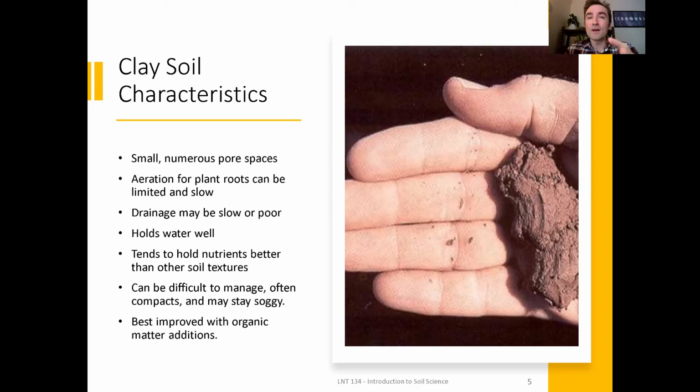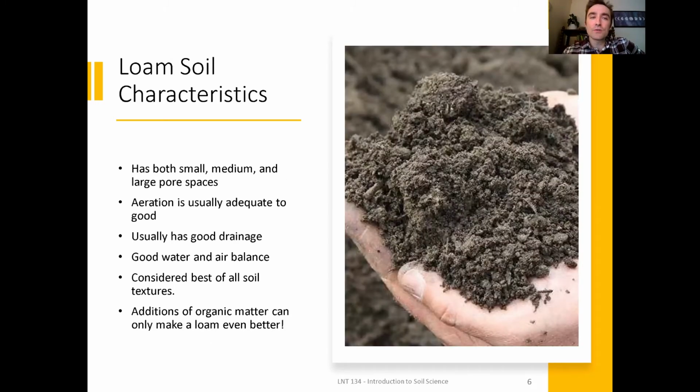Interestingly enough, the best way to amend your clay soil is also with organic matter. Now, if you have sand, you don't add clay. If you have clay, you don't add sand because when you do that, you make a brick, you make adobe or concrete, and you don't want to do that. Adding the organic matter is nature's way of improving the soil structure.